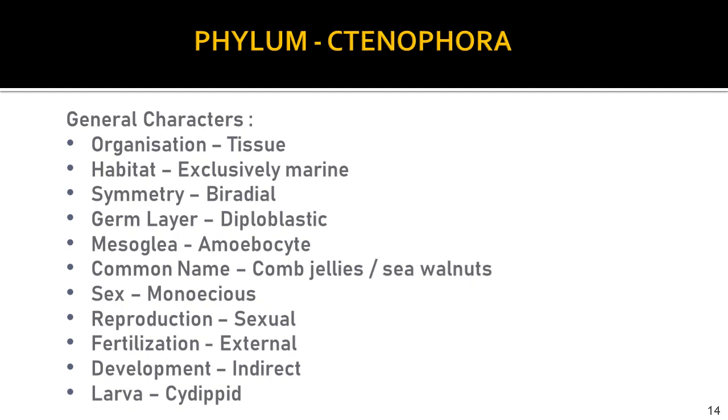And development is indirect. Already we said what we mean by indirect. The fertilized egg becomes a larva, and from the larva, the adult will be produced. Right? That is the indirect type. What is the name of this larva? The name of this larva is cydippid larva. Cydippid larva. Fine.